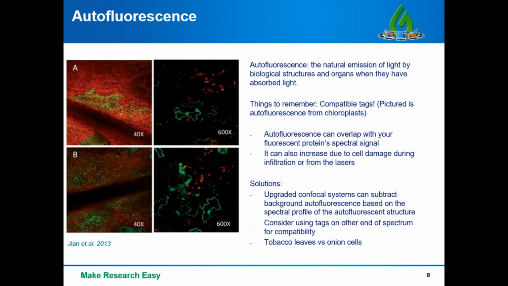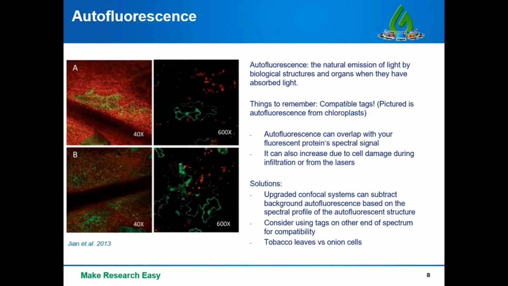And so this ensures that he's able to differentiate the signal from his protein over the natural signal emitted from the leaf cell itself. What I mean by this is that the autofluorescence seen can actually overlap with your fluorescent protein spectral signal, and this could lead to some confusion as to whether the light emitted in your image is actually from your protein or from the autofluorescence. This confusion can arise from colors that are overlapping too closely on the spectrum. Your autofluorescence can also increase due to cell damage during infiltration or from extended exposure to lasers. So both of these need to be kept in mind when looking at fluorescence.